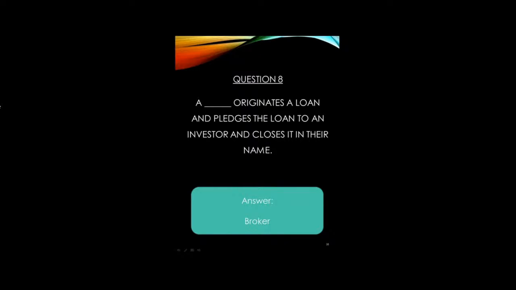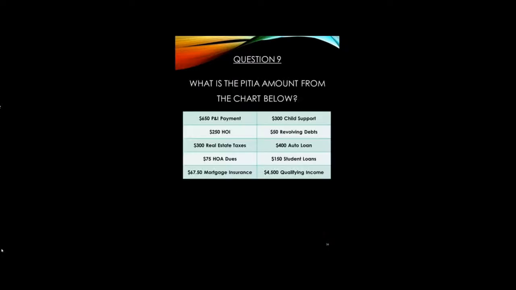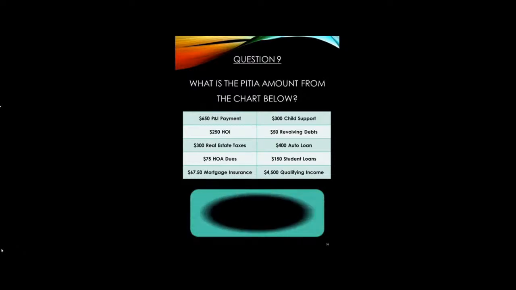Okay, because they're the one that originates a loan from the borrower and then pledges it to sell it to an investor right away. What is the PITIA amount from the chart below? Okay, and once we get all the answers, I'm going to go over quickly how we come up with that figure so you know how to do it on your own. Okay, the answer is $1,342.50. Now, how do we get that?